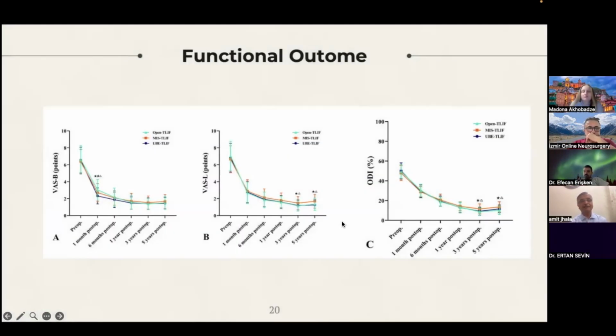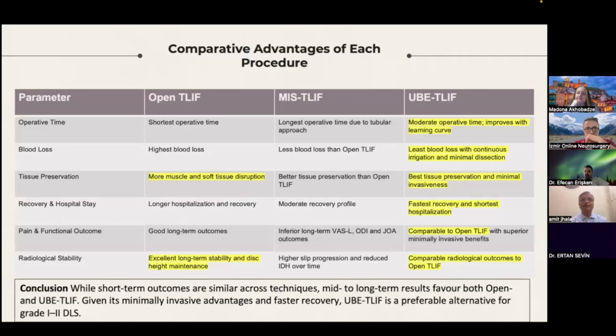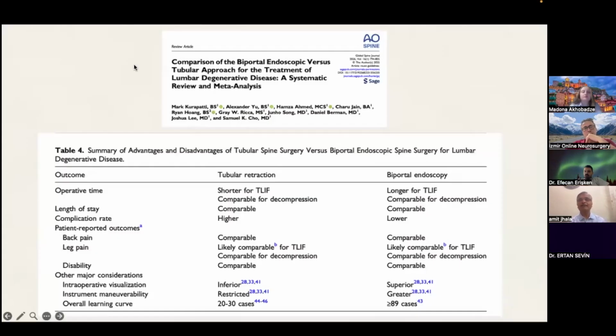But there are the functional outcomes. That was the perioperative. But if you see functional outcomes, I don't think there is much difference at 5 years, whether you do open TLIF, MIS TLIF, or UB TLIF. So it is in the early postoperative phase that this minimalism works. And the same finding is again from the AO Spine Global Spine Journal 2026.